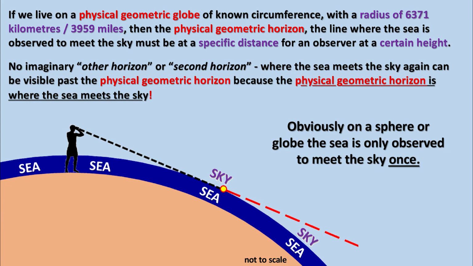If we live on a physical geometric globe of known circumference with a radius of 6,371 kilometers, 3,959 miles, then the physical geometric horizon, the line where the sea is observed to meet the sky, must be at a specific distance for an observer at a certain height. No imaginary other horizon or second horizon where the sea meets the sky again can be visible past the physical geometric horizon, because the physical geometric horizon is where the sea meets the sky. Obviously, on a sphere or globe, the sea is only observed to meet the sky once.